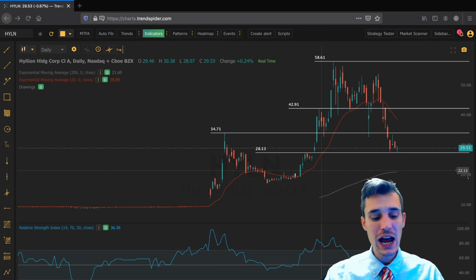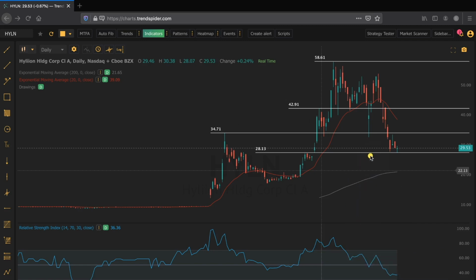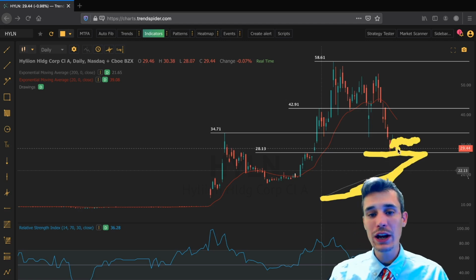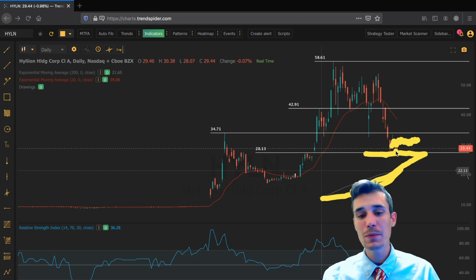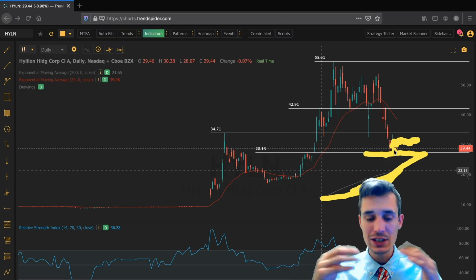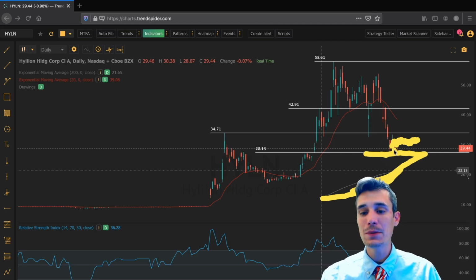For example, on this Hyliion stock, we have a support area here at the $28 level. We also have the 200 EMA closing in on that level. So if Hyliion just consolidates for a week or so and this 200 EMA starts to creep up into that support level, that's called convergence. When you have a support area and an indicator coming in together, that's called convergence, and it's just reinforcing the idea that this area in the chart is a valid buy zone.